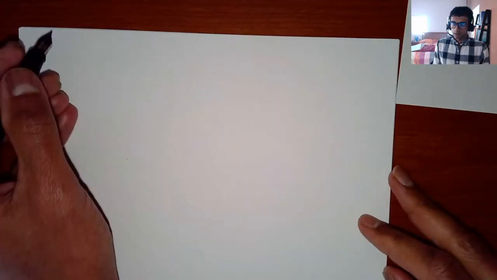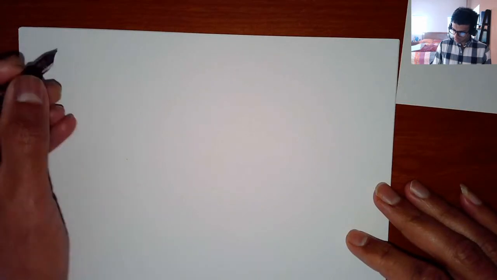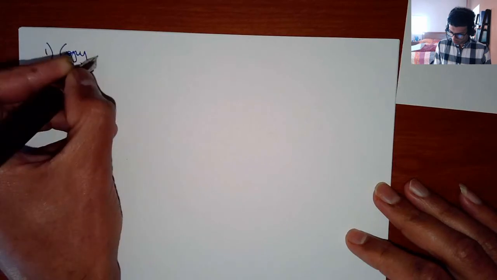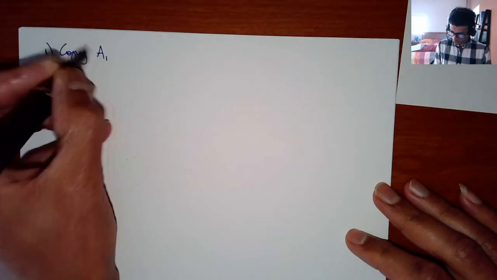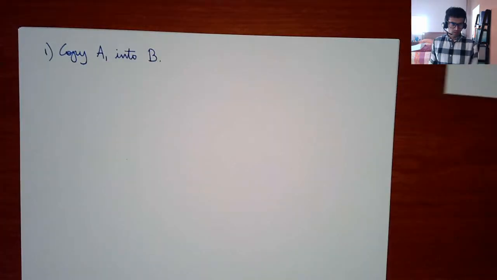All right, so let's be a little careful with copying things. So I'll say the first step: copy A1 into B. By the way, when you're doing these analyses, as you write pseudocode, it's fine to have off by 1 errors.